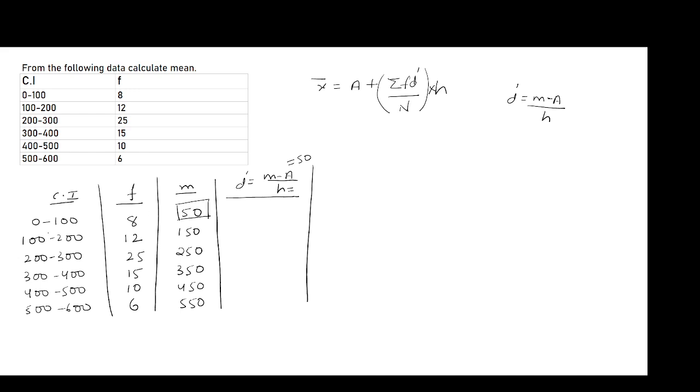H is the width of the class interval. I told you how to calculate width: upper limit minus lower limit. 100 minus 0 is 100. 200 minus 100 is 100. So everywhere the width is the same. So I am taking h equal to 100.